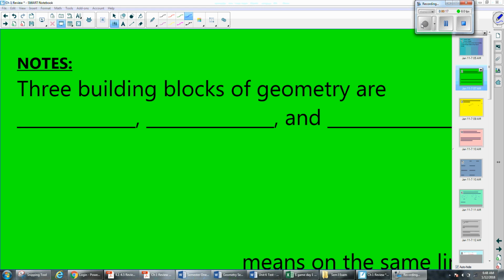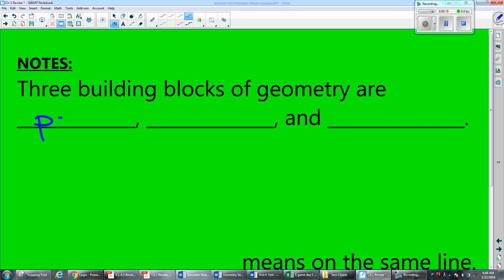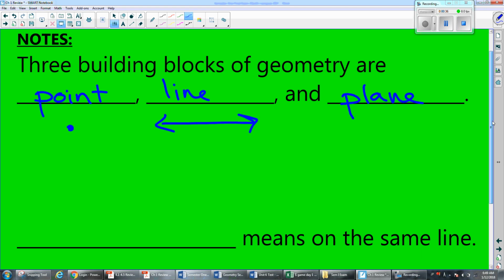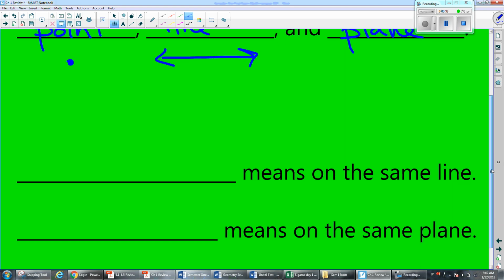So the 3 building blocks of geometry are a point, right, just a dot, a line, arrows on both ends, and a plane. So we cannot break anything down more simple than that. That's why we call them the building blocks. Everything else that we look at uses points, lines, and planes to make them.